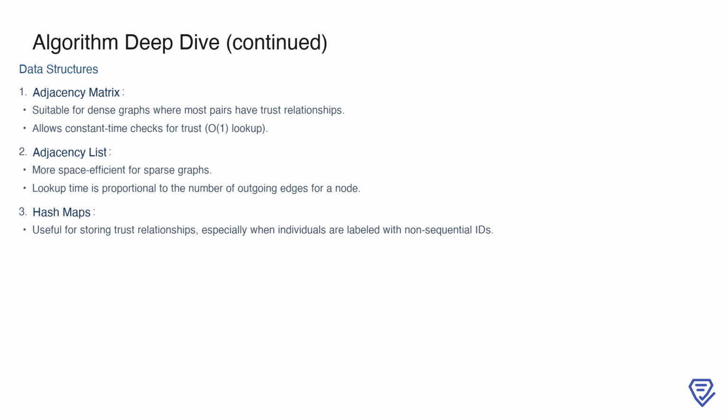An adjacency matrix is ideal for dense graphs where most individuals have trust relationships, as it allows constant-time lookups for trust conditions. However, for sparse graphs, where only a few trust relationships exist, adjacency lists are more space-efficient. Another option is using hash maps, which are particularly useful when the individuals are labeled with non-sequential or arbitrary IDs. Each of these structures has its own strengths, and the choice depends on the characteristics of the input data and the specific requirements of the problem.